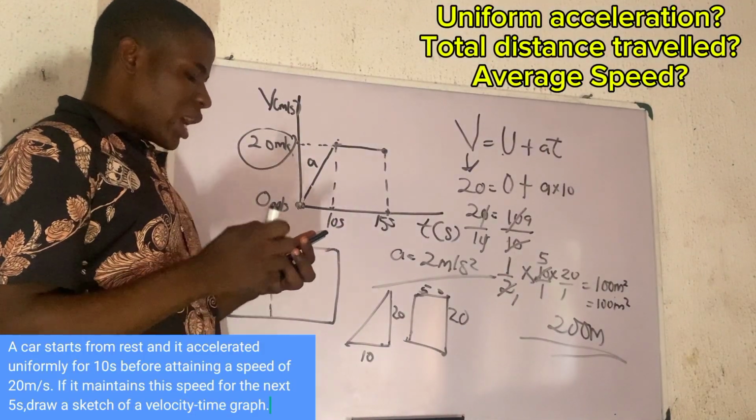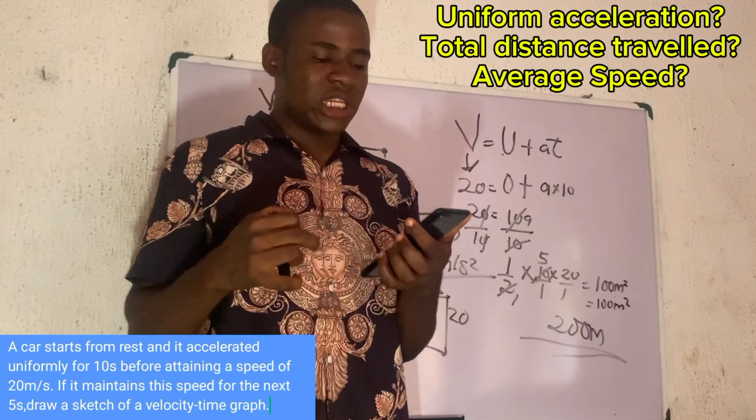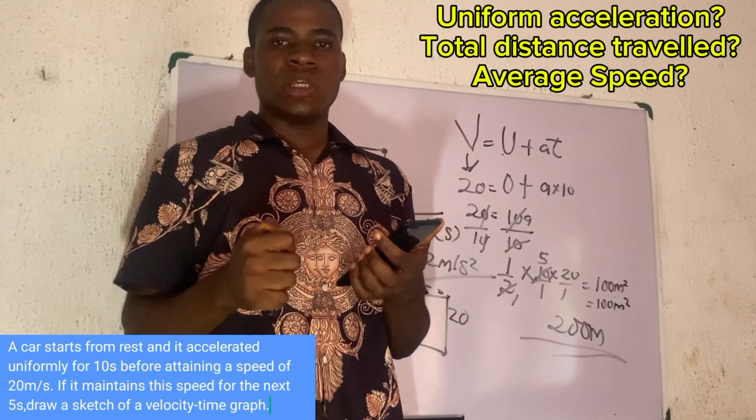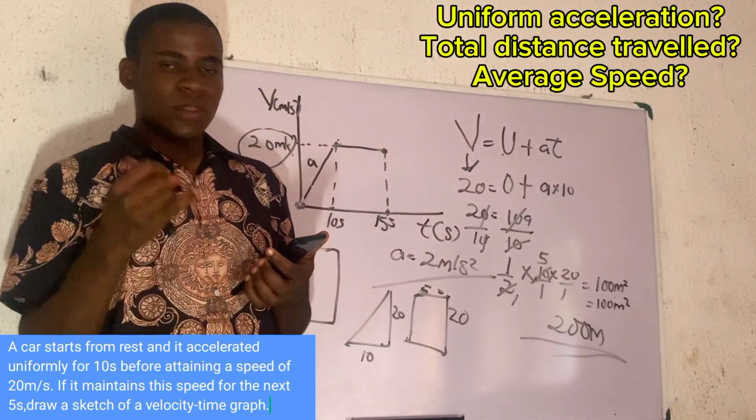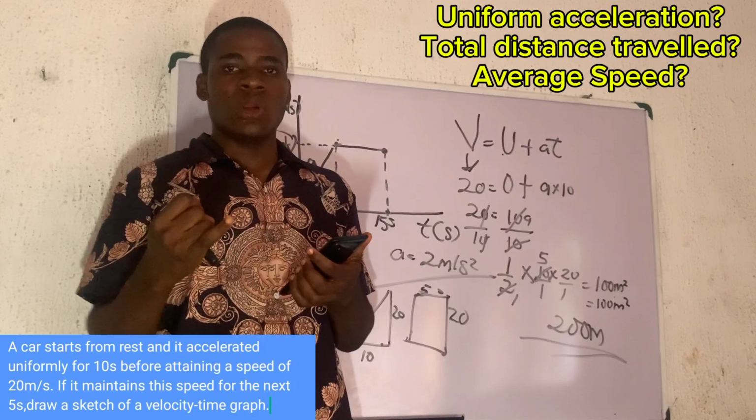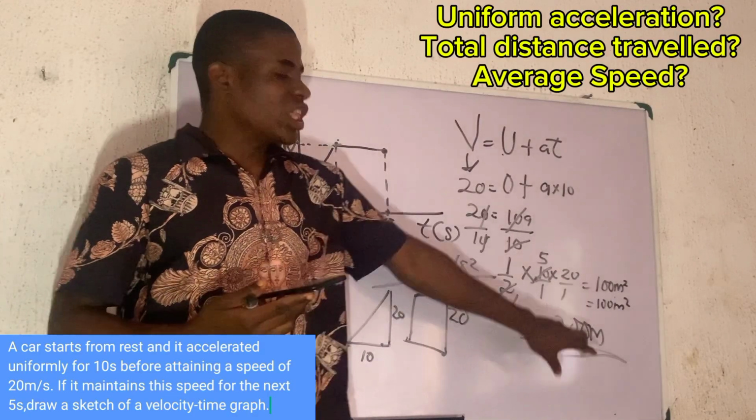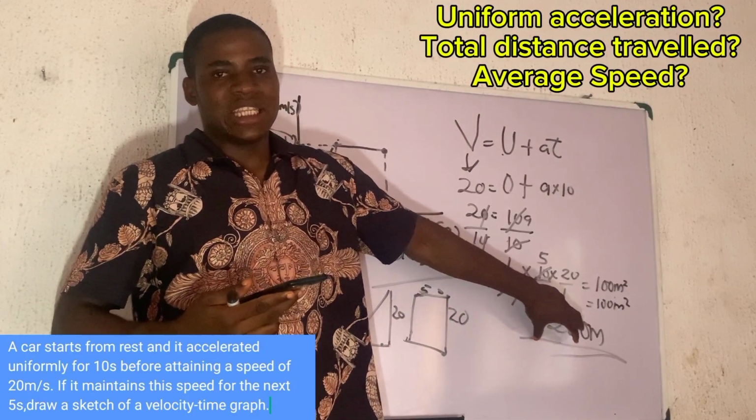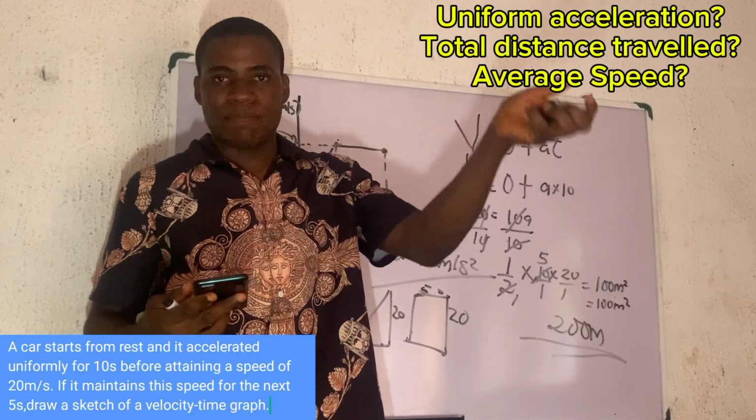Does it make sense? Now I would like you guys to do the last one, which says the average speed. What's the formula for finding average speed? It is total distance traveled over total time taken. So you take the total distance, which is 200 that I got, all over the total time. Does it make sense?